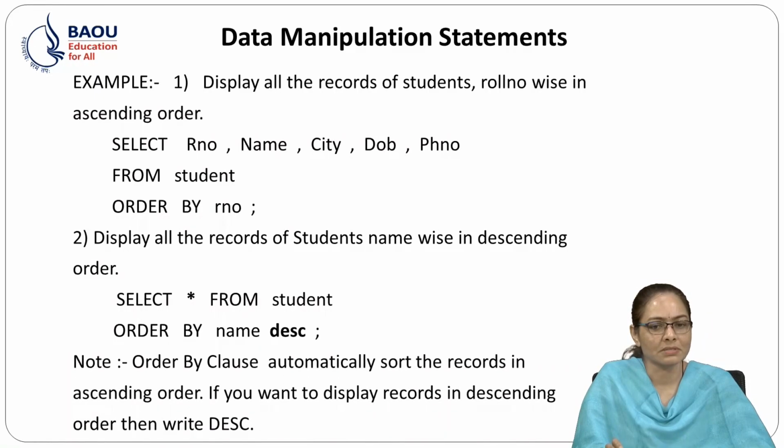Now, the order by clause automatically sorts the records in ascending order. If we want to display the records in descending order, then we write the DESC. That's why if we display the records in ascending order, then we don't write anything. Okay, order by, then roll number, then semicolon. If we write in descending order, then we write the DESC.